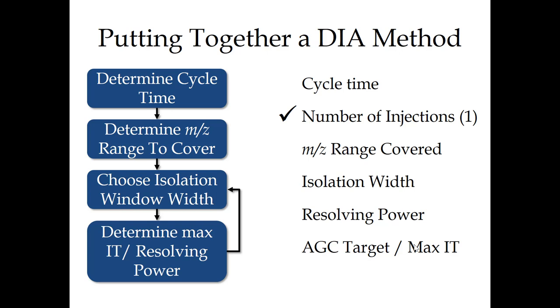This is sort of the approach that I usually take. I start with figuring out what's the cycle time that I need to hit based on the LC. How many injections am I willing to do per sample? What mass to charge range do I want to cover? And once I have that, the rest of this kind of falls out, and I'll explain that in a second.